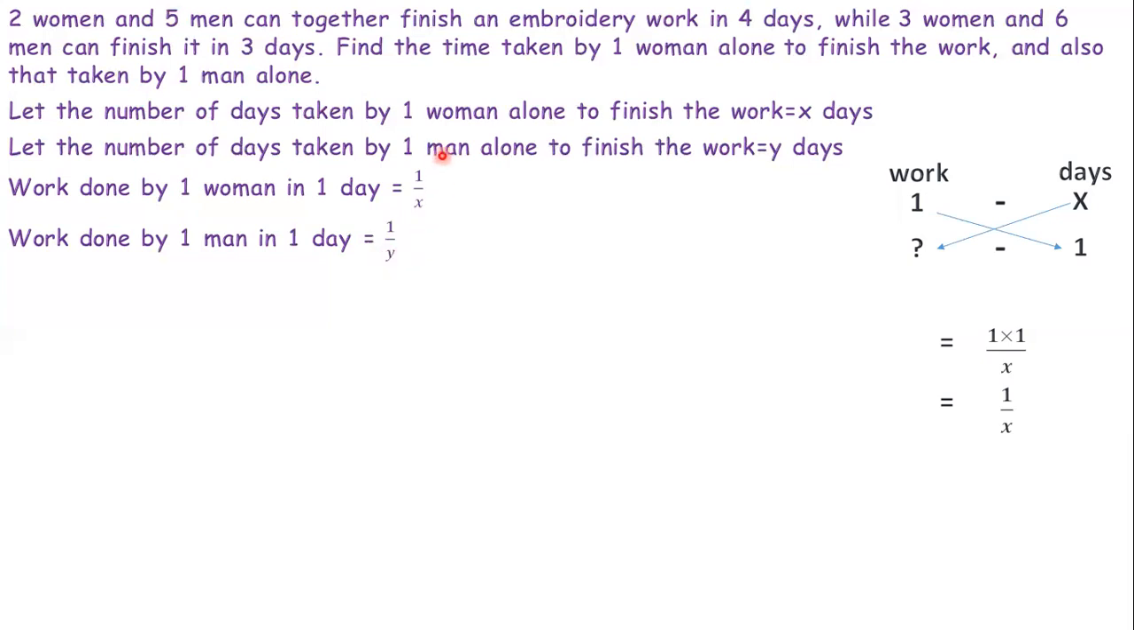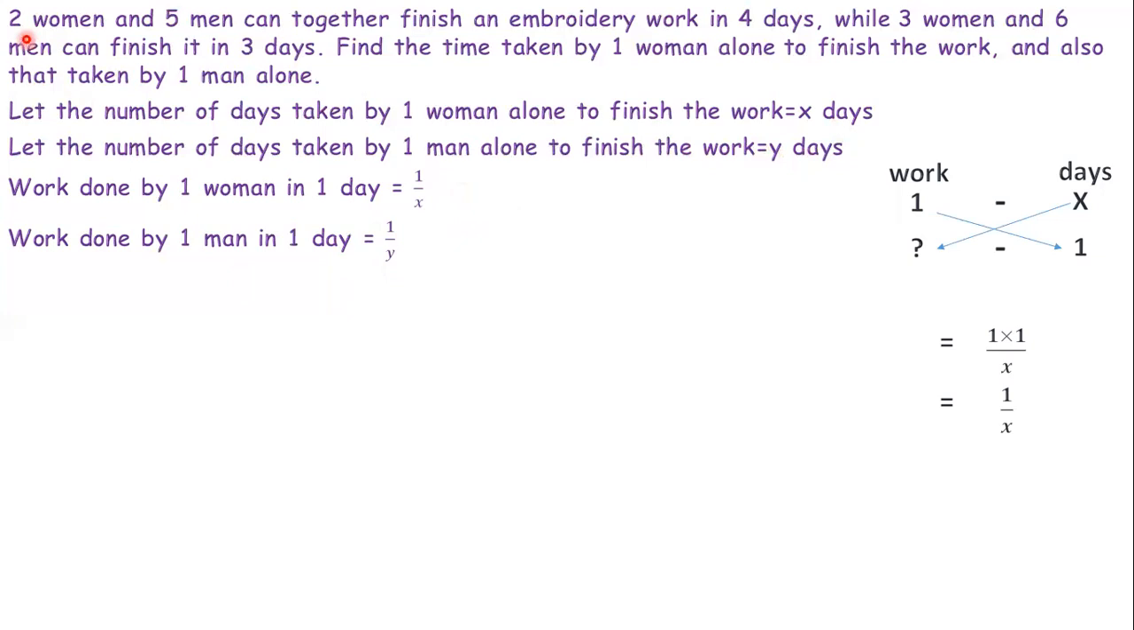This is how, because if a person is taking 2 days to complete the work, then he can finish half of the work in one day. Suppose a person is taking 4 days to finish the work, then he can finish 1/4 of the work in one day. So if the number of days is x, then the work done will be 1 by x. If the number of days is y, then the work done will be 1 by y.